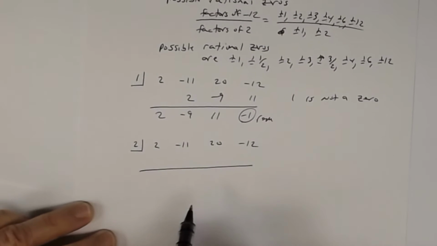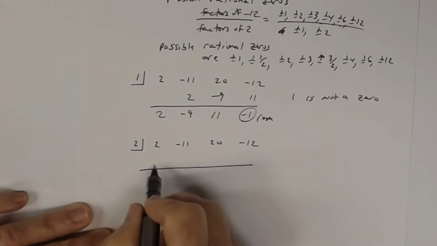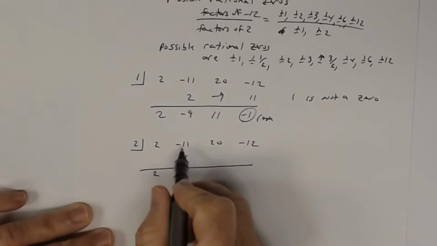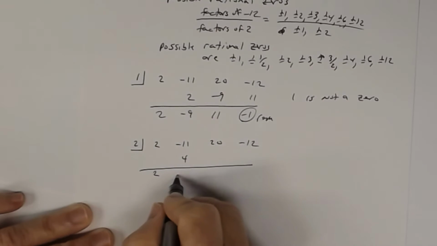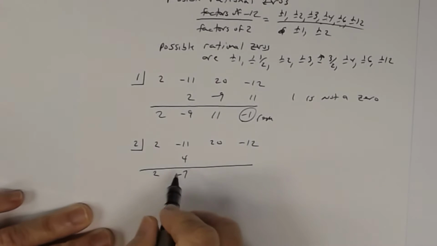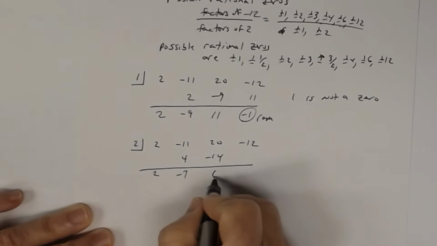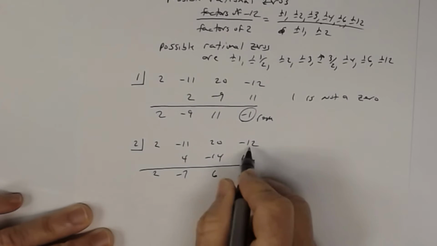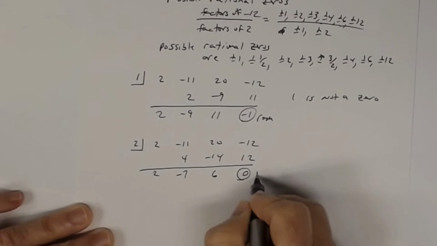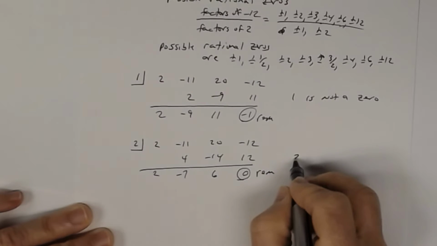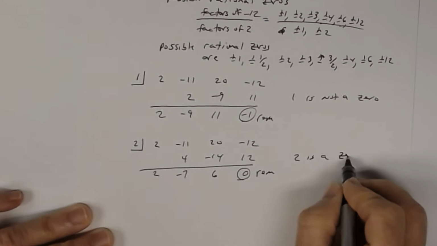All right. So we bring down the 2. 2 times 2 is 4. Negative 11 plus 4 is negative 7. 2 times negative 7 is negative 14. 20 plus negative 14 is 6. 6 times 2 is 12. And there you go, we get 0. That's your remainder, so that means 2 is a zero.